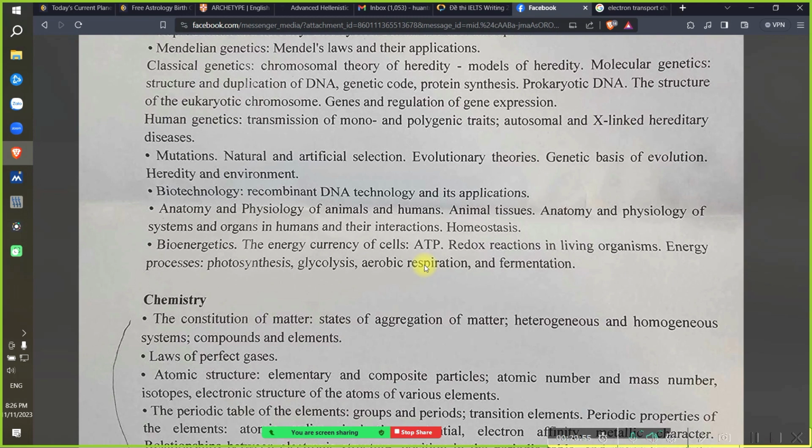Krebs cycle also requires oxygen, but glycolysis does not require oxygen, okay?